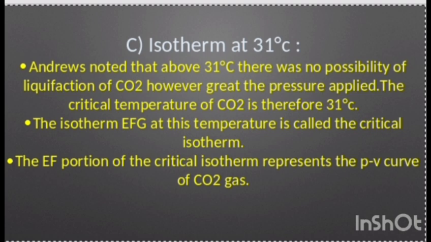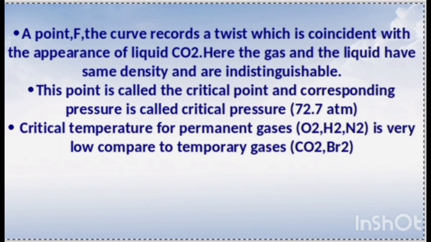The EF portion of the critical isotherm represents the PV curve of CO2 gas. At point F, the curve records a twist which coincides with the appearance of liquid CO2. Here the gas and the liquid have the same density and are indistinguishable. This point is called the critical point and the corresponding pressure is called the critical pressure.